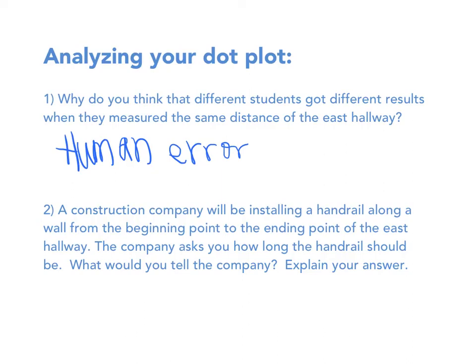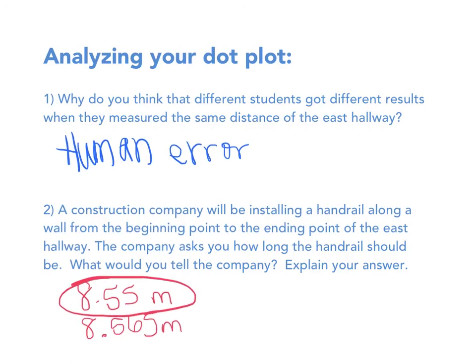And second, a construction company will be installing a handrail along the wall from the beginning point to the ending point of the East hallway. The company asks you how long the handrail should be. What would you tell the company? Explain your answer. So we have our median, which was 8.55, and our mean was 8.565 meters. I would say that we should tell them 8.55 meters. These two values are very close, but the most students also got this as their measurement, as the exact measurement, so I say that 8.55 is the one they should go with.